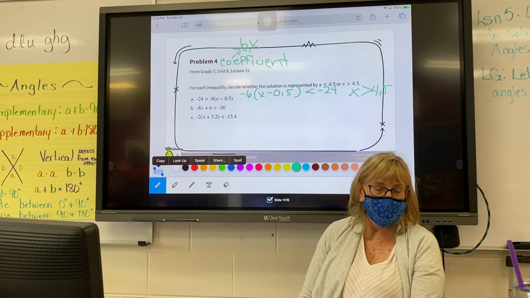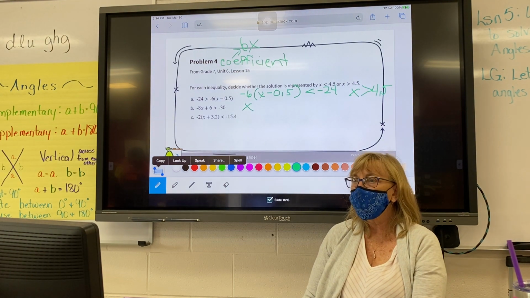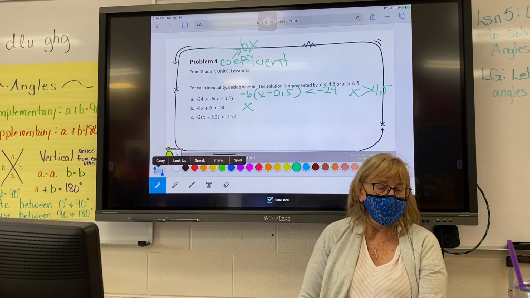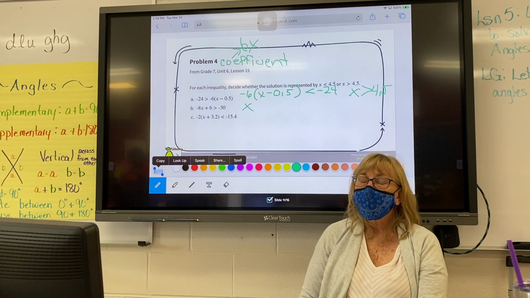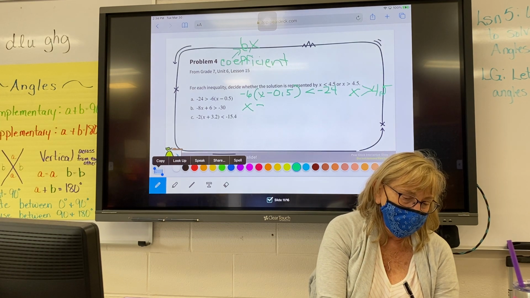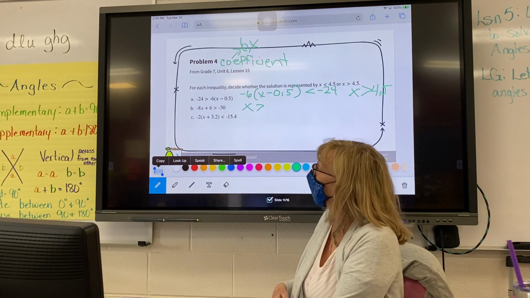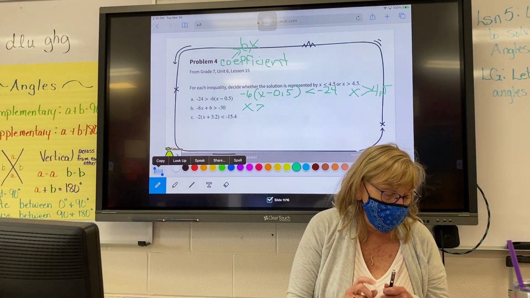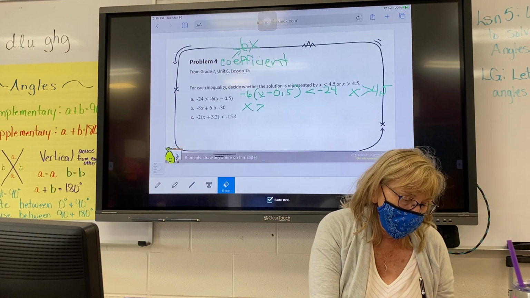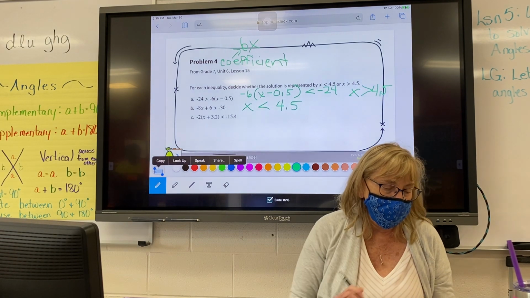All right, look at B. Is it going to stay greater than or is it going to go to less than? Go to less than. Why? Because with the coefficient, since it's negative, you'll have to divide by a negative. Great use of terminology. The coefficient is negative, and you said eventually I was going to have to divide, so that means my sign is going to flip, and I get that one.